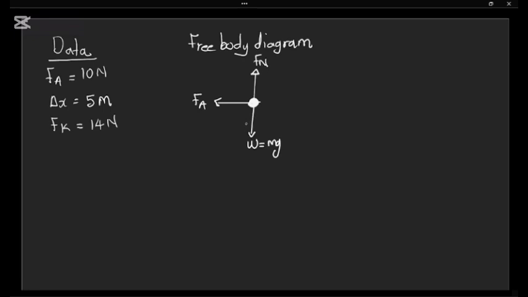Is the surface rough or not? Obviously, they gave us Fk, which means the surface is rough. You draw your Fk opposing the motion of the object. The object was going to the left, which means you draw your Fk going to the right.